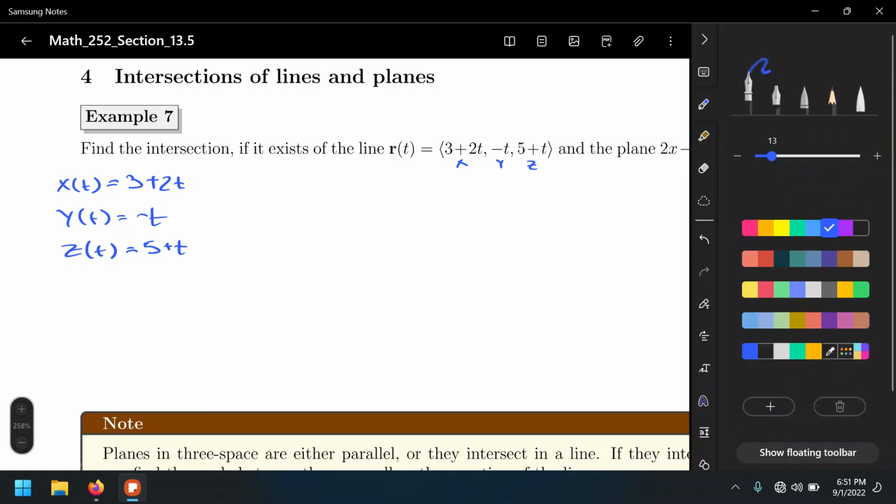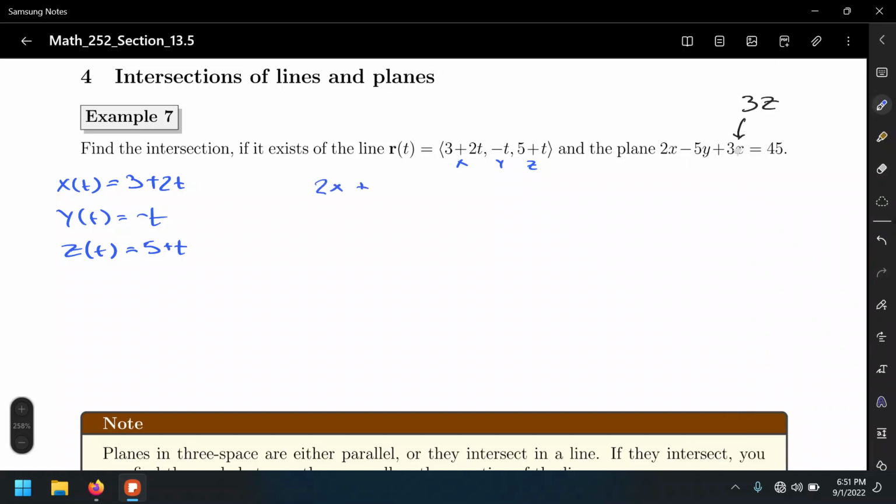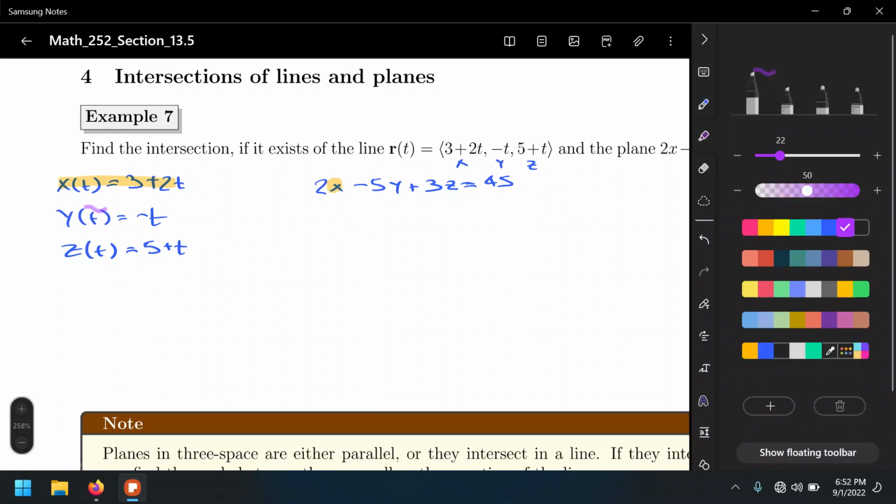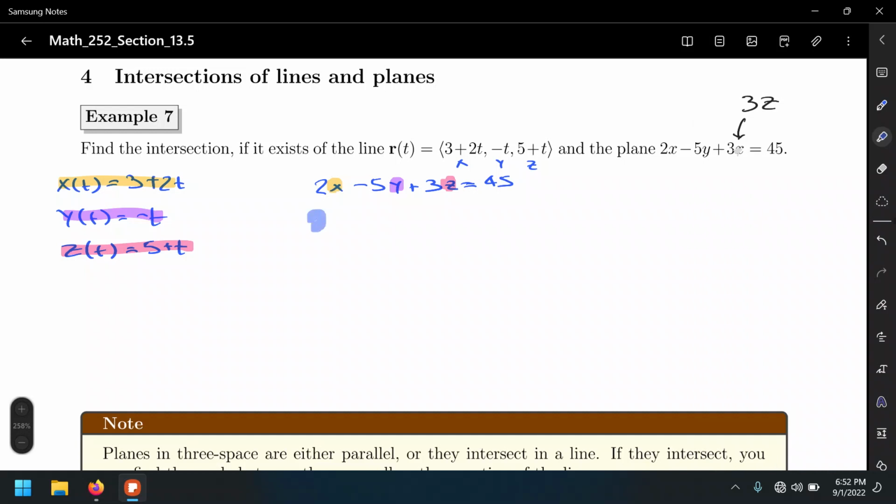For example, I'm going to start with the equation 2x minus 5y plus 3z equals 45. All we're going to do is substitute the x equation where we see the x, substitute the y equation where we see the y, and substitute the z equation where we see the letter z. That's all we do. So that's going to be 2 times (3 plus 2t), plus minus 5 times y, which is negative t, plus 3 times the equation for z, which is 5 plus t, and that should equal 45.